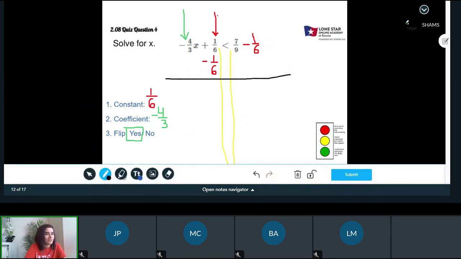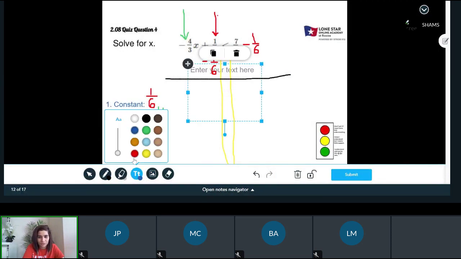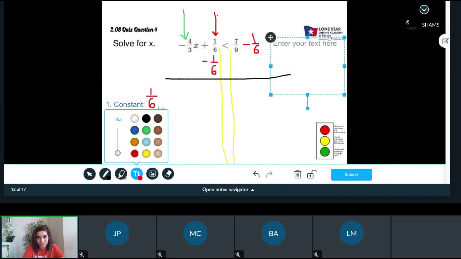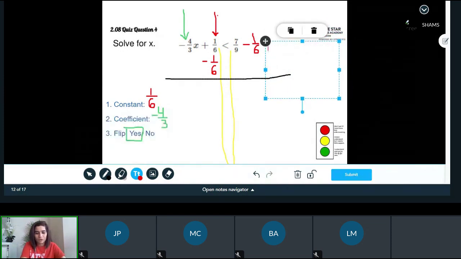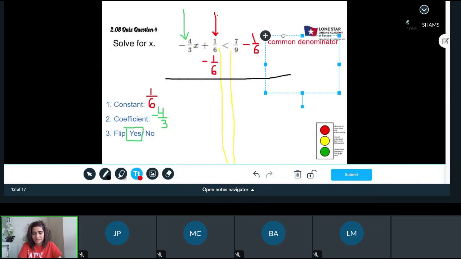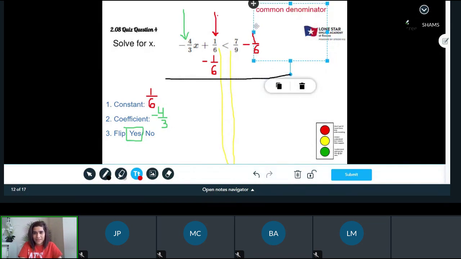I'm going to make a common denominator for 7/6 minus 1/6. It is important to make common denominators. You cannot subtract without a common denominator. I'm going to write a note so that it will remind you. We want a common denominator. Let's go ahead and bring it over here and we can find the common denominator.